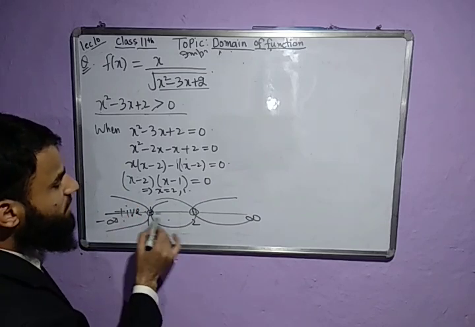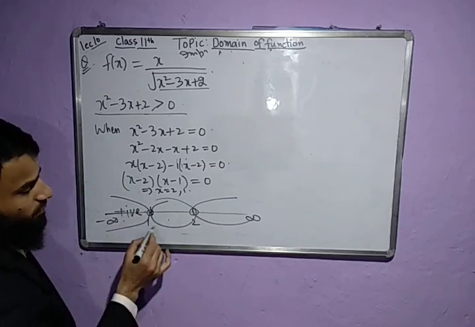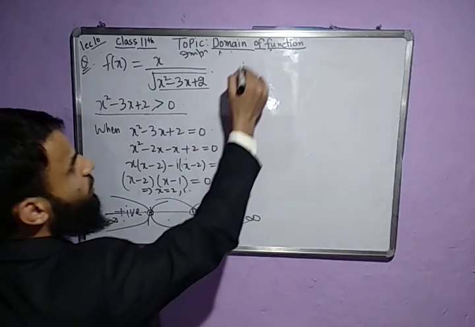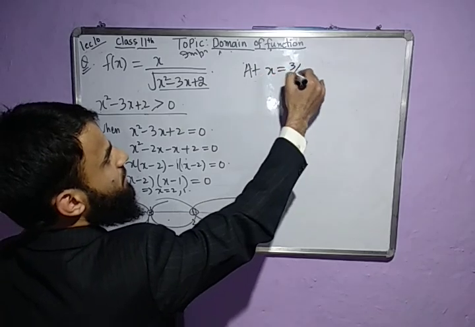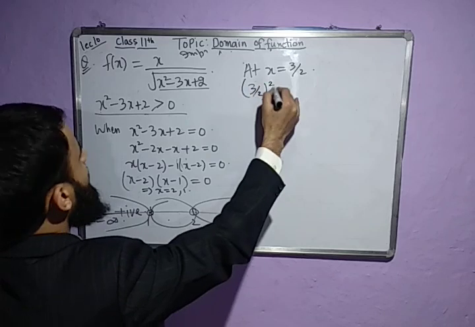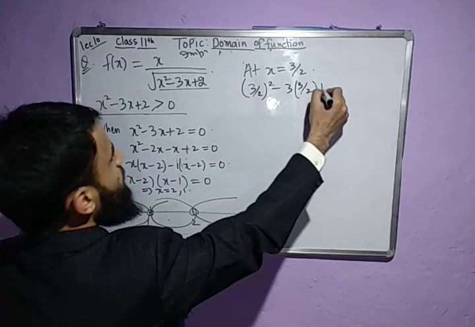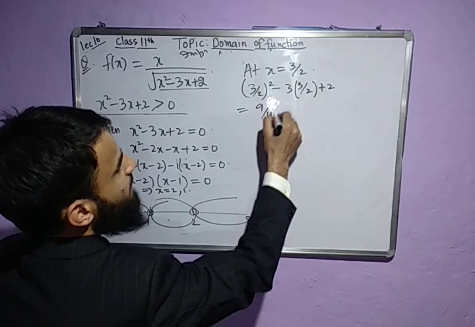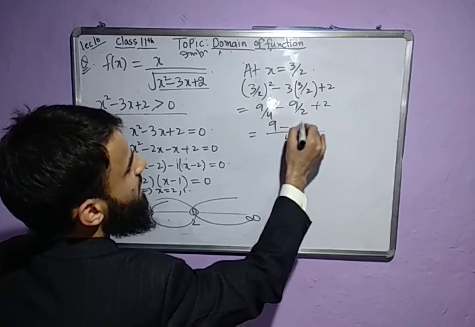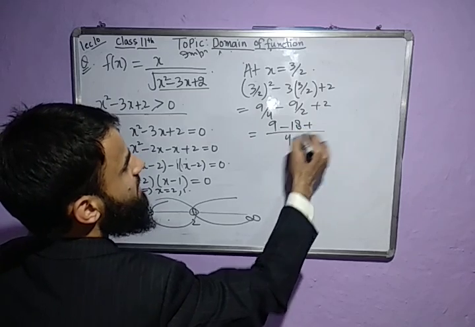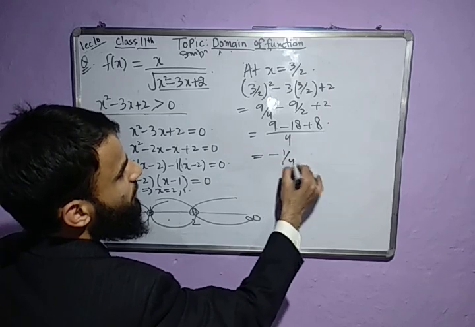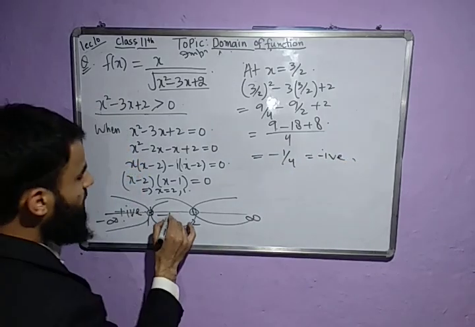Now let's check in between. Let's suppose x is equal to 3 by 2, which lies between 1 and 2. What will I get? x square, that is 3 by 2 square, minus 3 into 3 by 2 plus 2. And it comes out to be 9 by 4 minus 9 by 2 plus 2, which is 9 minus 18 plus 8 over 4. And it comes out to be minus 1 by 4, which is nothing but negative.